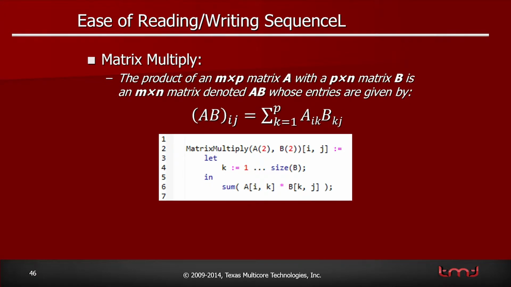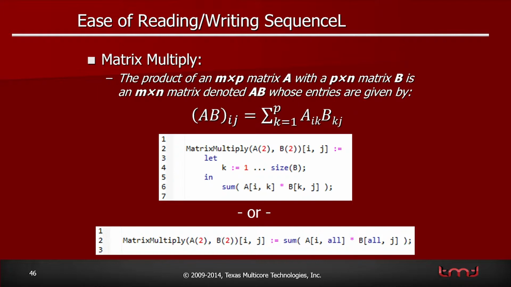Here we see matrix multiply written in SequenceL. It's a 2D index function in which the ijth element is the dot product of the ith row of A and the jth column of B. If you'll recall the all keyword from the previous video, we can simplify this even further and write it on a single line. You'll notice this looks remarkably similar to the mathematical definition of matrix multiply.